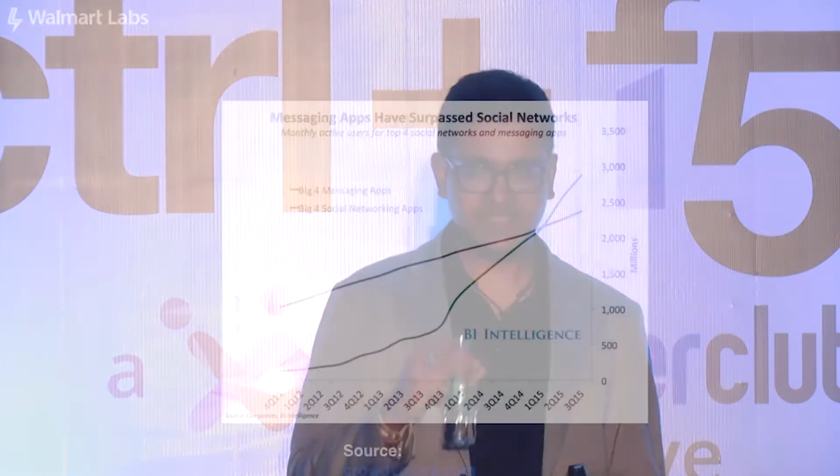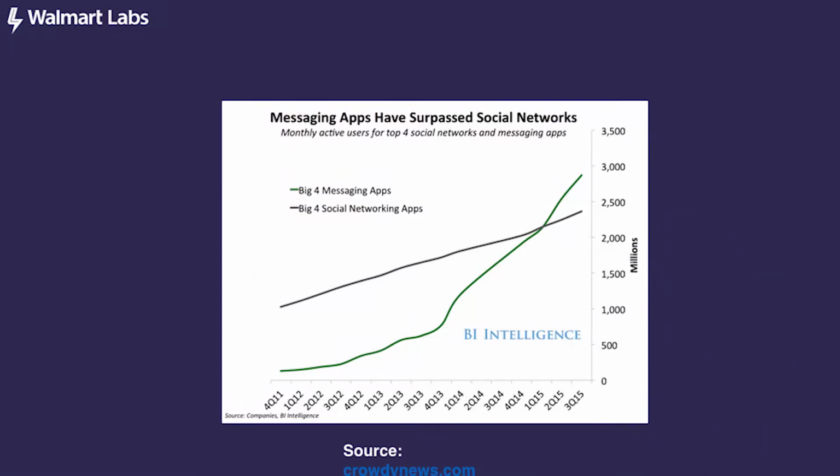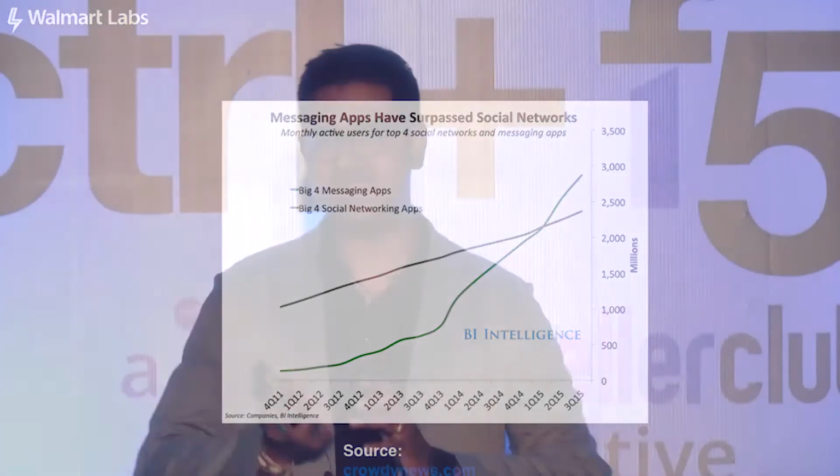If you take a look at how these messaging services have come up, it just took them 4 years to surpass the active user base that conventional social media applications had. The reason is that users are pretty comfortable when they're using something which is just text-based. You do not have to worry about how to use the application. It's just a conversation between two people.